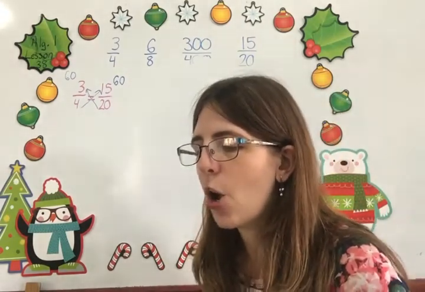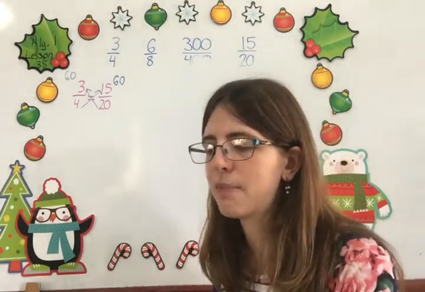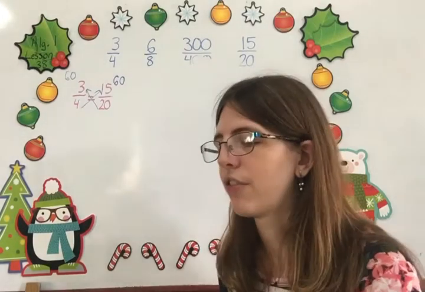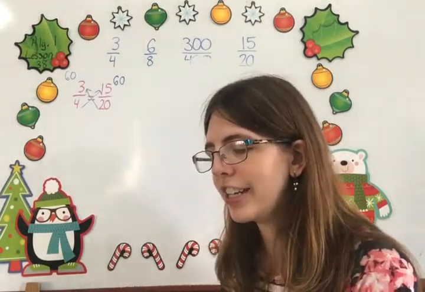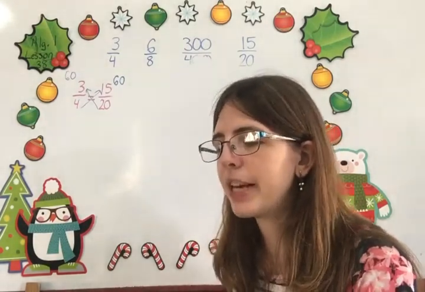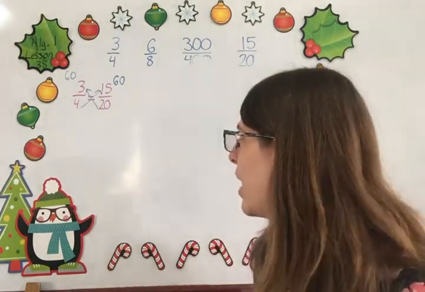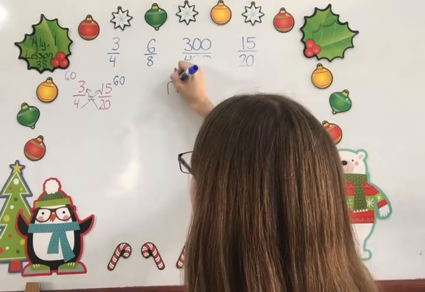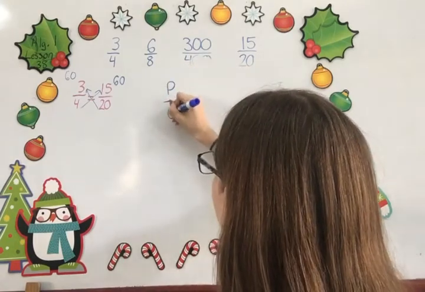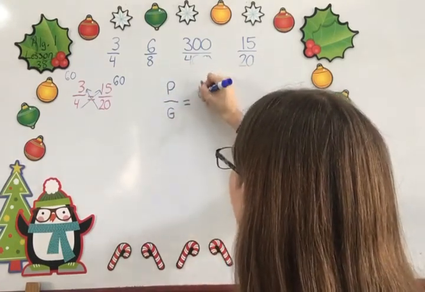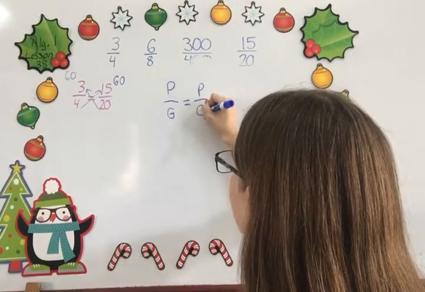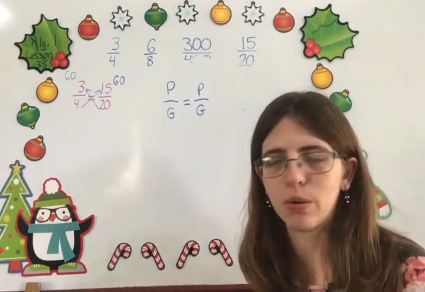The ratio of pigs to goats in the barnyard was 7 to 5. If there were 91 pigs, how many goats were there? So what I'm dealing with are pigs and goats. So I know that my proportion will be pigs over goats equals pigs over goats.